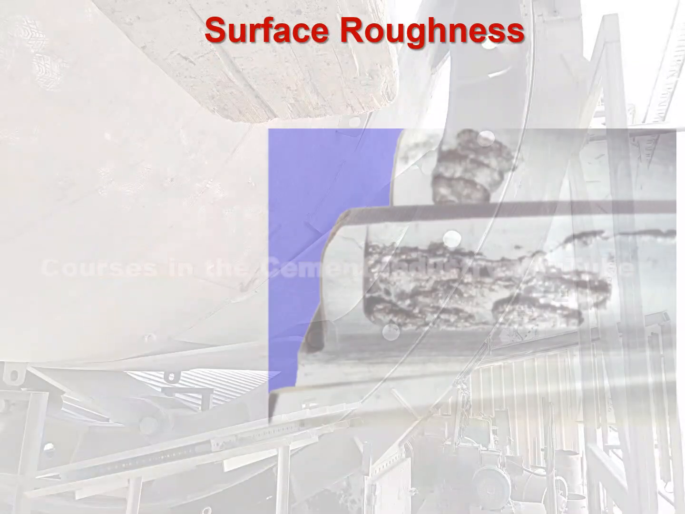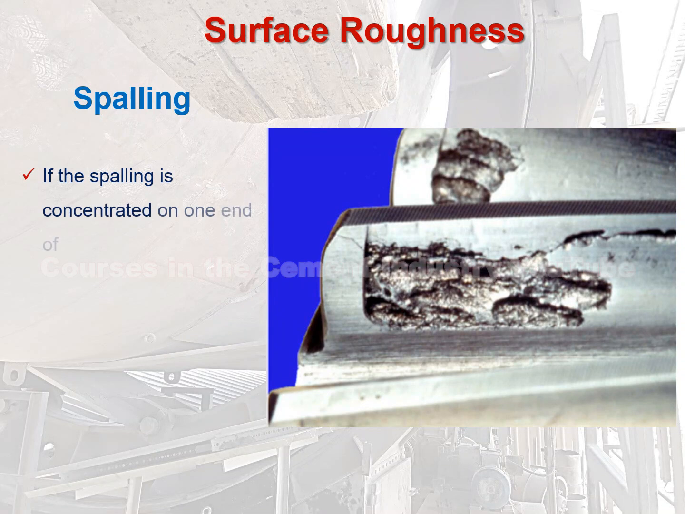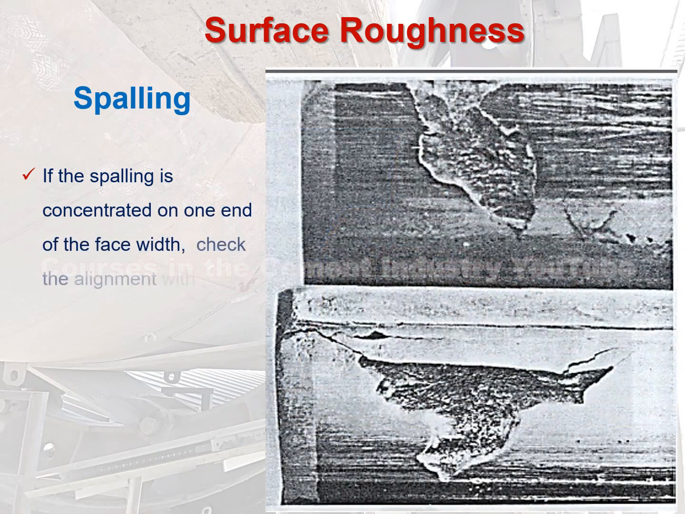In this picture it is explained. Spalling. If the spalling is concentrated on one end of the face width, check the alignment with thermal imaging, and correct if misaligned.